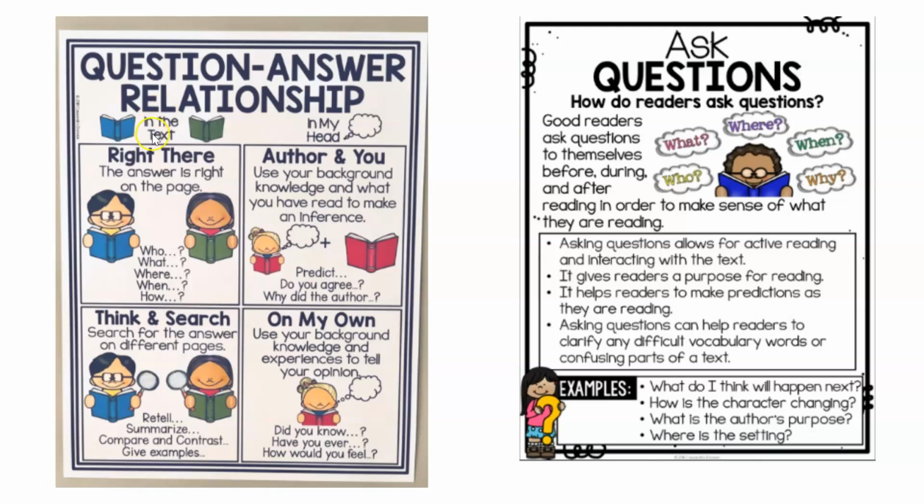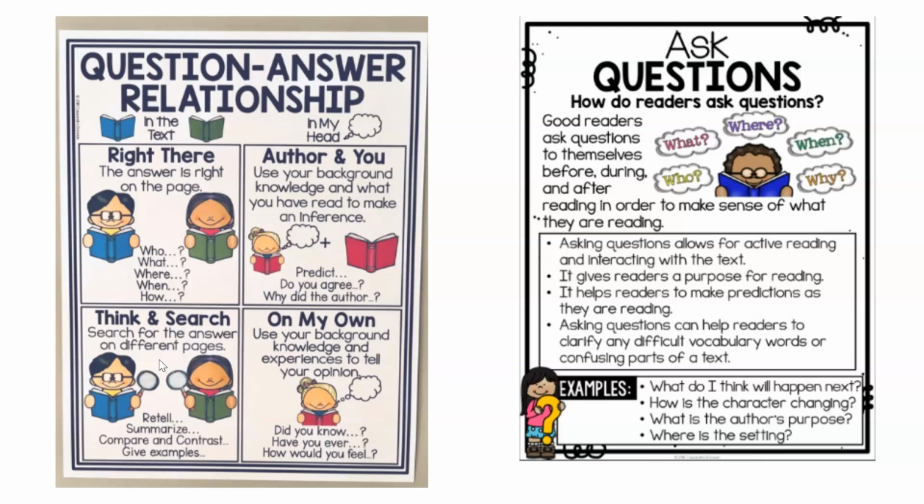The other type in the text question is the think and search. That means you're searching for the answer on different pages. This is questions like when I ask you to retell the story, summarize the story, compare and contrast two characters, and give examples of something in the story. You're going to be thinking about it, but you're searching in the story, looking at each page, what's being written, what the picture is, what the characters are saying to answer those questions.